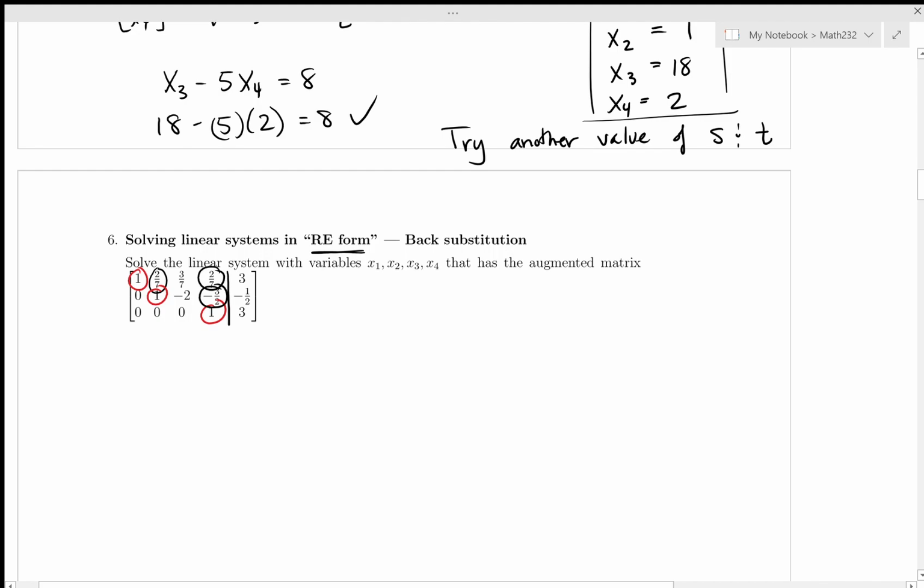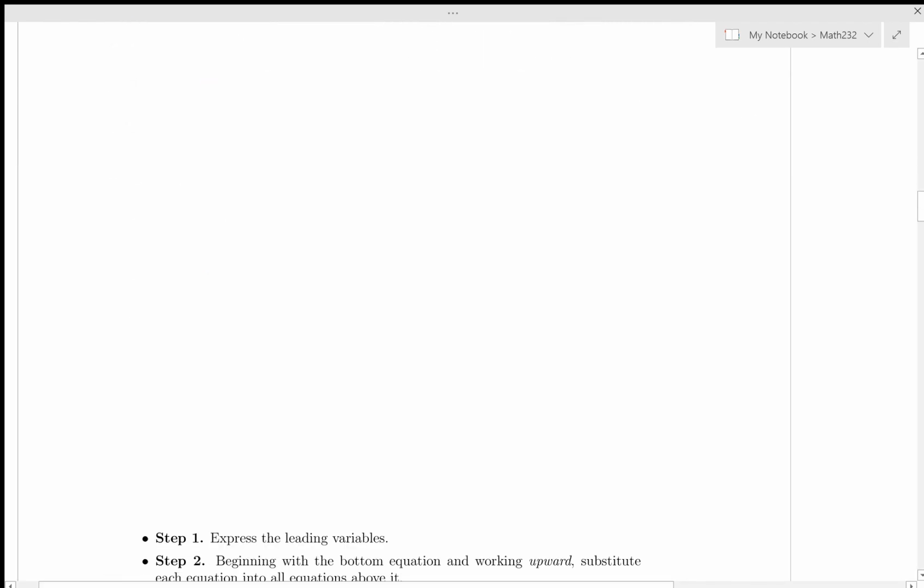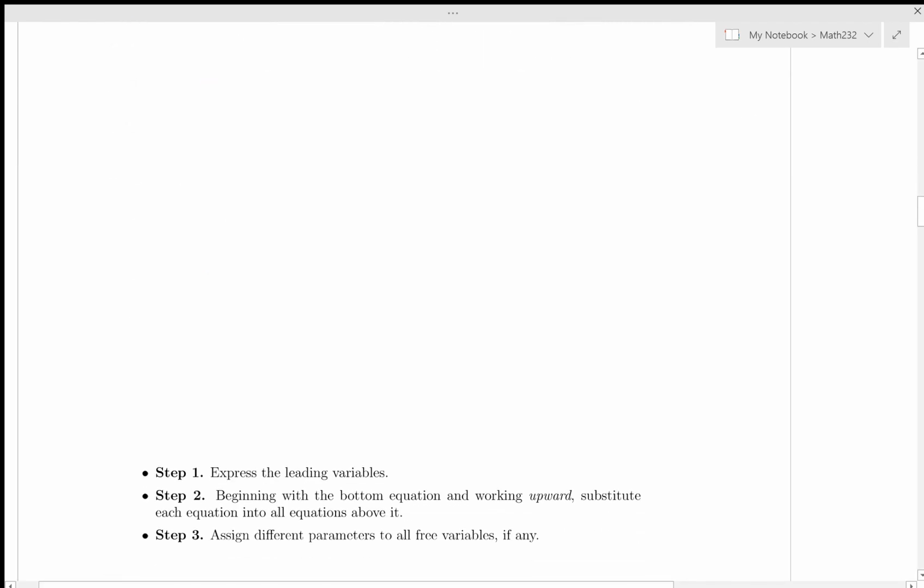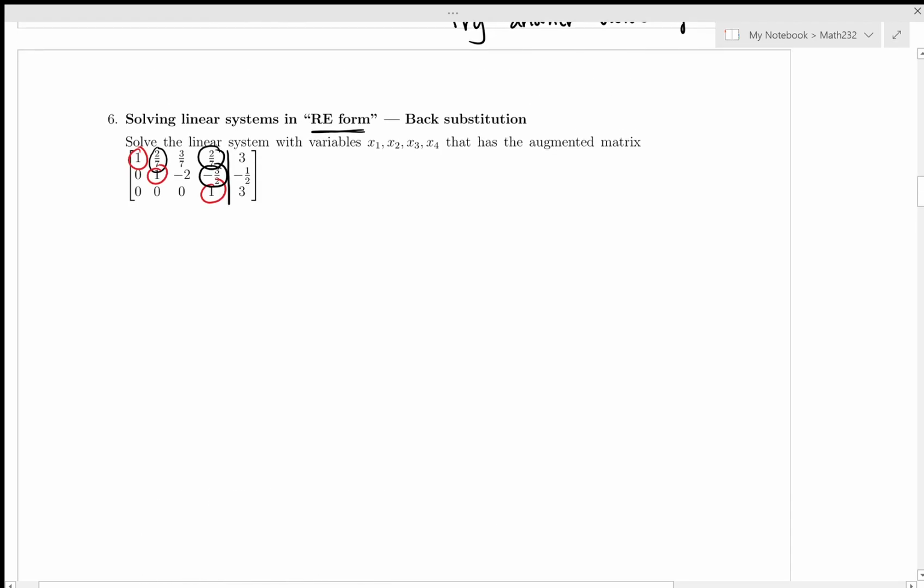Okay, so what we're now going to do is start with this row echelon form, and we're going to be using a procedure that's called back substitution. The steps that we're following are at the bottom here: express the leading variables beginning with the bottom and working upwards, substitute, and assign different parameters to all free variables, if any. So express the leading variables. Which columns do we have ones in? We have a 1 here, a 1 in this column, and a 1 in this column.